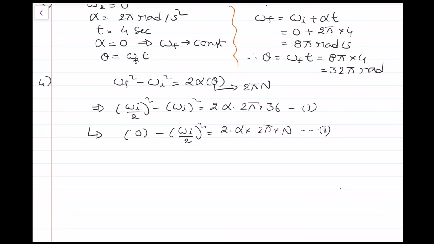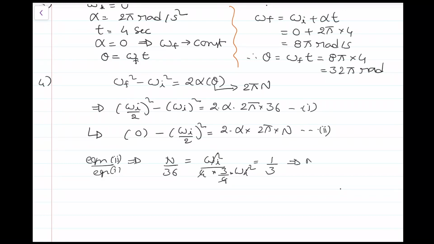Now, equation 2 by equation 1, if you simplify you will get the n value. So this n by 36 on the right side, omega initial square by 4 into 3 by 4 omega initial square, that is equal to, after simplifying you will get 1 by 3, implies n2 is equal to 36 by 3, that is equal to 12. So after 12 more rotations it will come to rest.